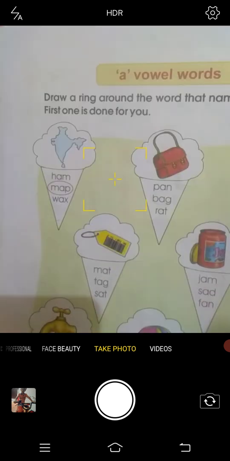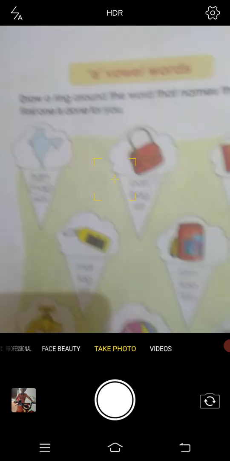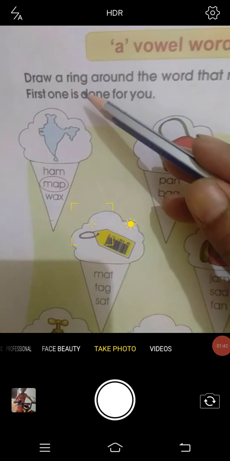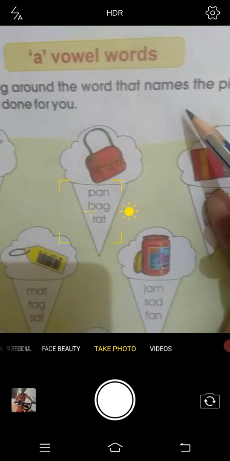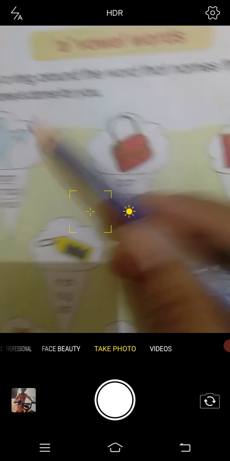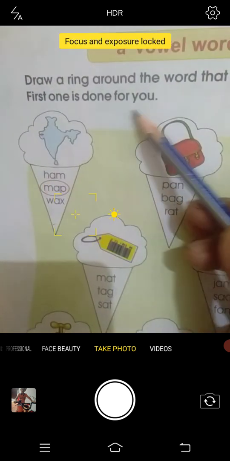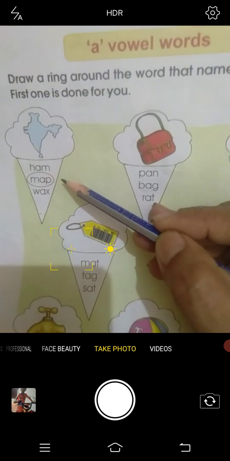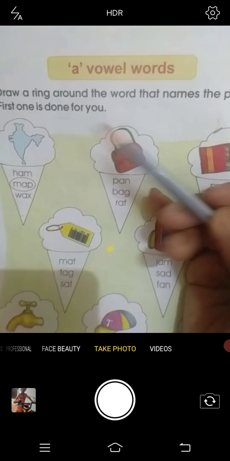Now come on this page. We will see. Yes. What is written here? Draw a ring around the word that names the picture. Okay. First one is done for you. We have to draw a ring around the word that names the picture.